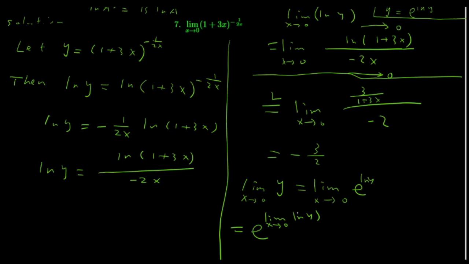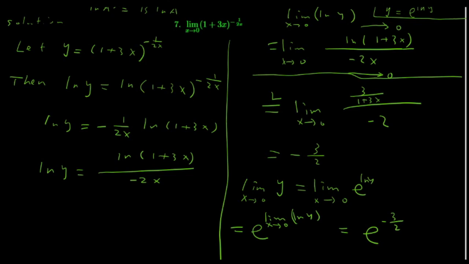We have seen the limit of natural log of y is negative 3 over 2, so the limit is equal to e to the power of negative 3 over 2, because the exponent part is negative 3 over 2. Okay.